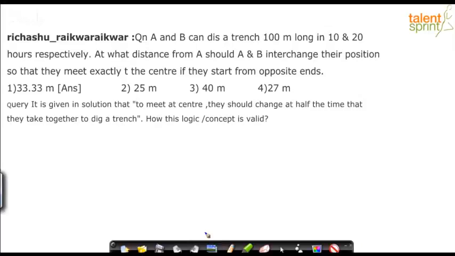Next question. This is from Richard. A and B can dig a trench, right? 100-meter long in 10 and 20 hours respectively.